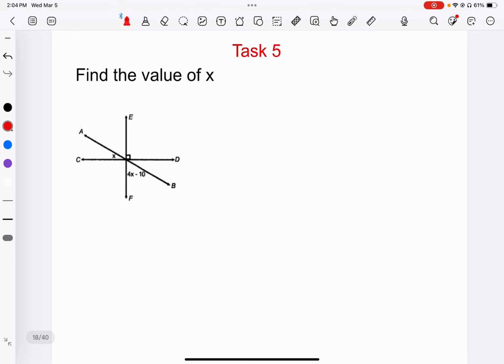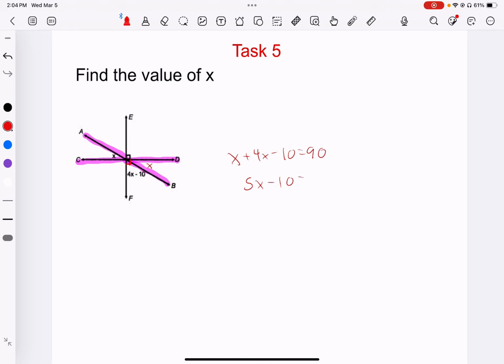Find the value of x. So I notice that this angle with x and this angle are vertical angles. So this would also be x. These two angles form a right angle, so they're complementary. So x plus 4x minus 10 is equal to 90.